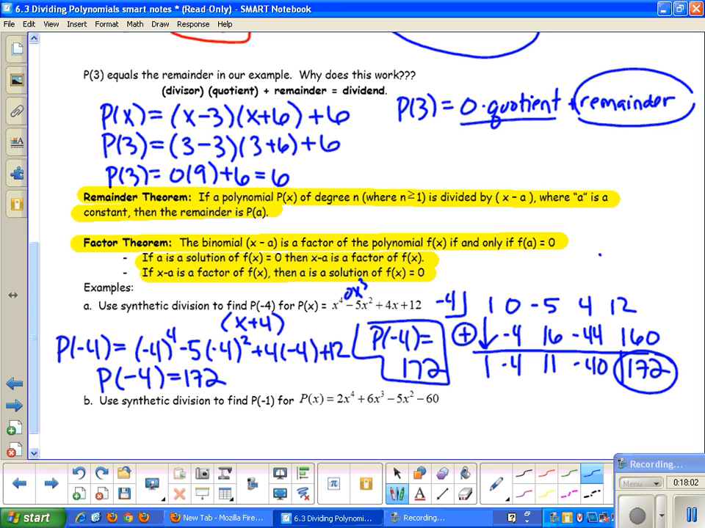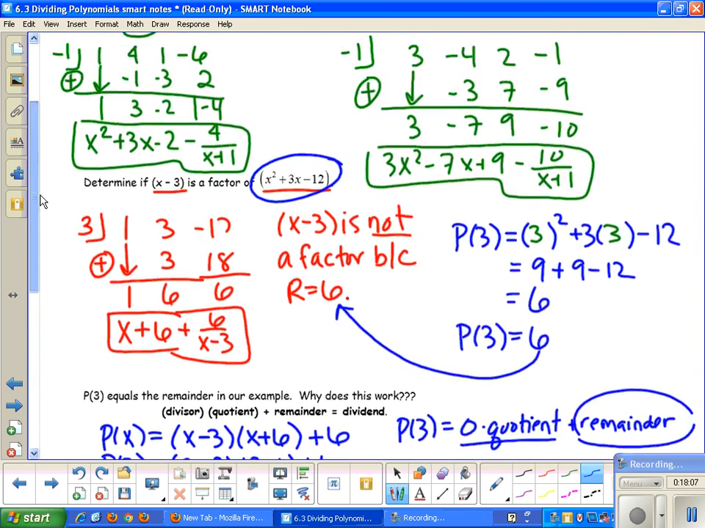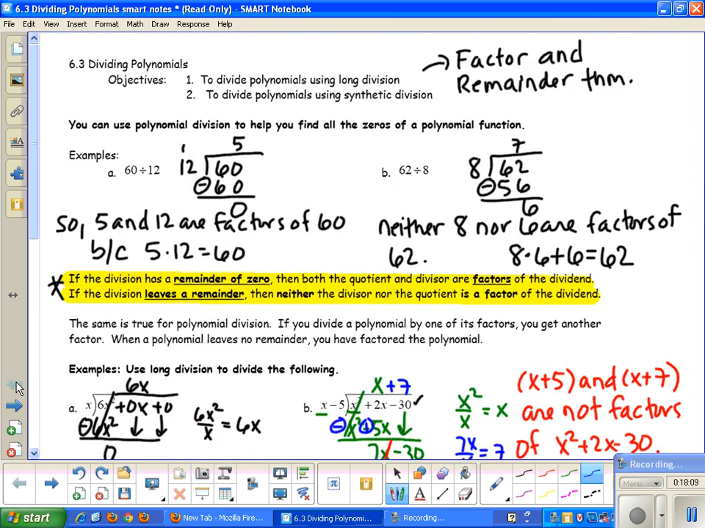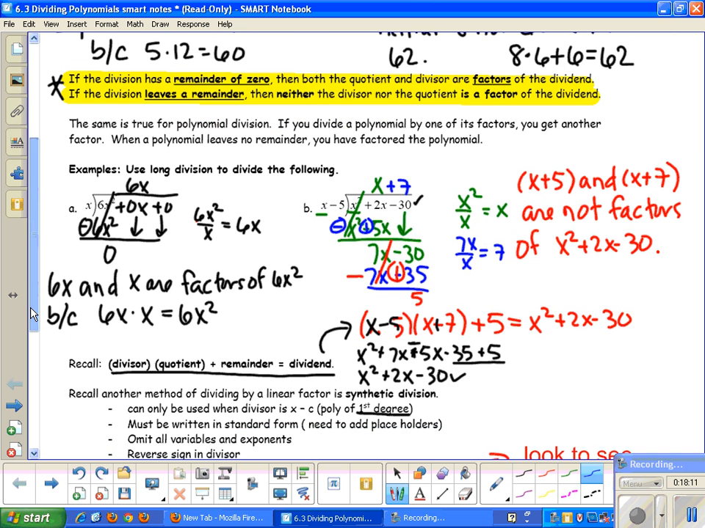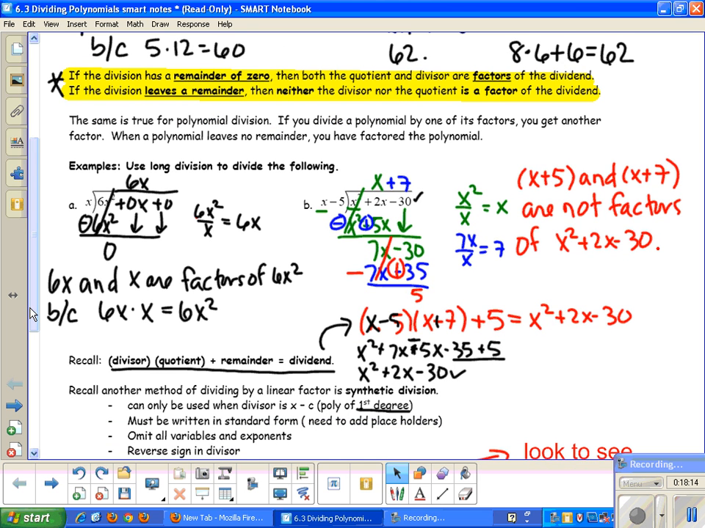And this is really cool because that means that it's a way to check your long division or synthetic division. If I go back to my first page here, let's look at B. If I were to do P of 5, that means if I plug in 5, remember our remainder was 5, so I should get 5 out when I do P of 5. If you test that theory, you would have 5 squared plus 2 times 5 minus 30, and you'll notice that you get out that 5 that we have there.